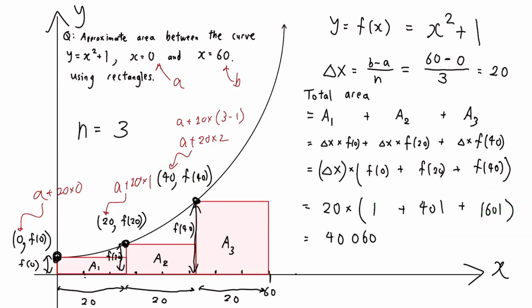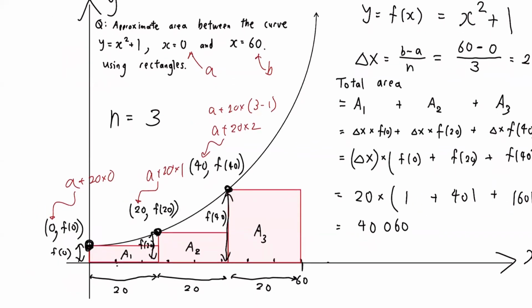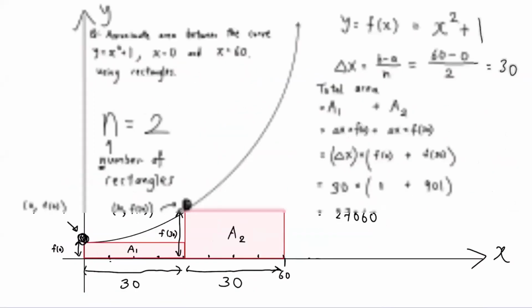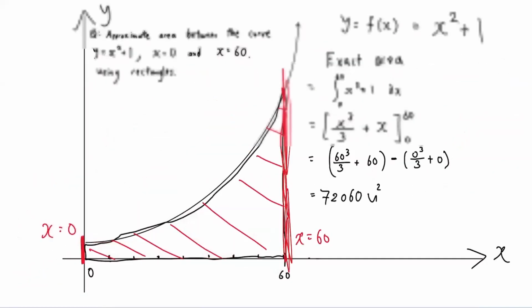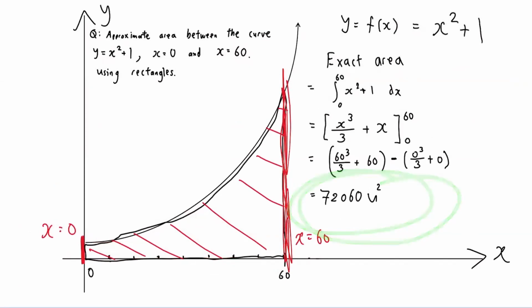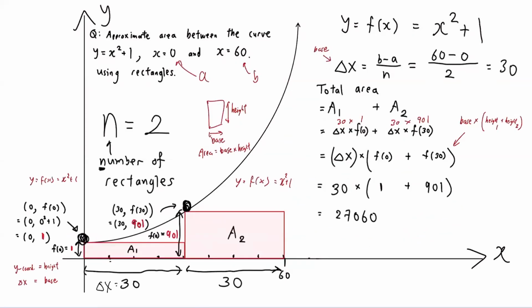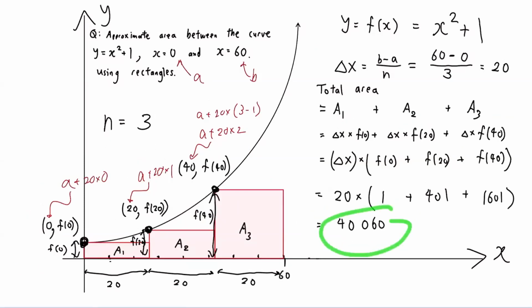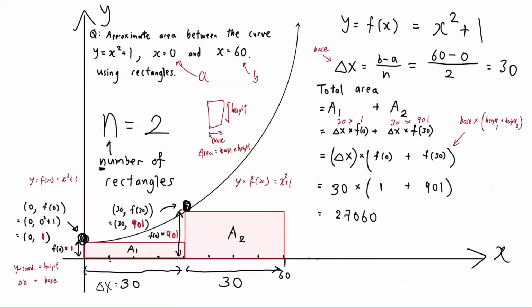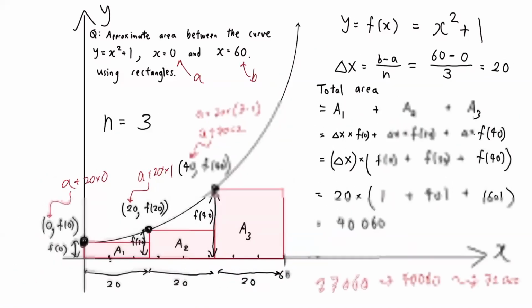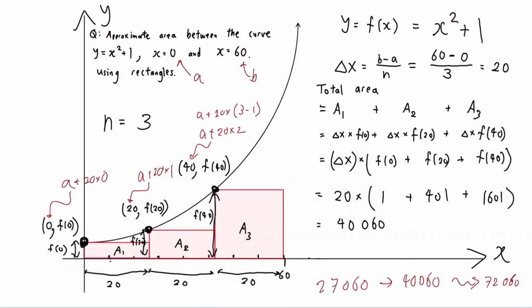What do you notice? Let's zoom out first. Let's go to the exact area again. Recall what was the exact area? 72,000 something. Then we use 2 rectangles, we get 27,000. But now we increase to 3 rectangles, it became 40,000. So let me just record down. We went from 27,060 to 40,060, which is almost reaching the exact area of 72,060.